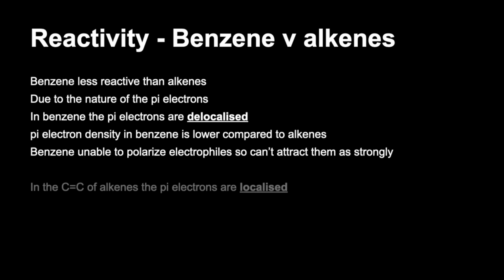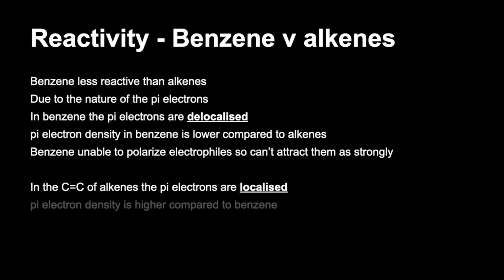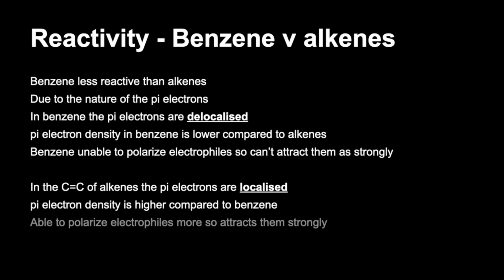And then we'll do the like-for-like comparison. In the carbon-carbon double bond of alkenes, the pi electrons are localized, shared between 2 carbon atoms. The pi electron density therefore is higher compared to benzene, and so alkenes can polarize electrophiles. They can attract them more strongly.